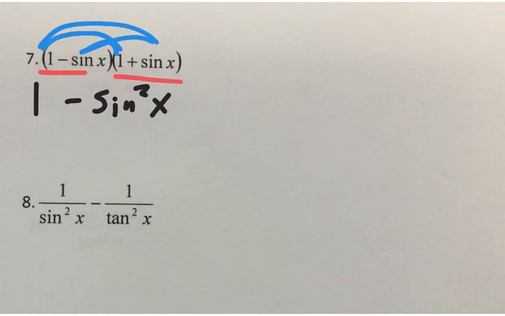So now do I have a trig identity that says 1 minus sine squared? Not in its normal form, don't flip, but I could take the top one and move sine squared over. And then I would have cosine squared equals 1 minus sine squared. So I can rewrite this as cosine squared.